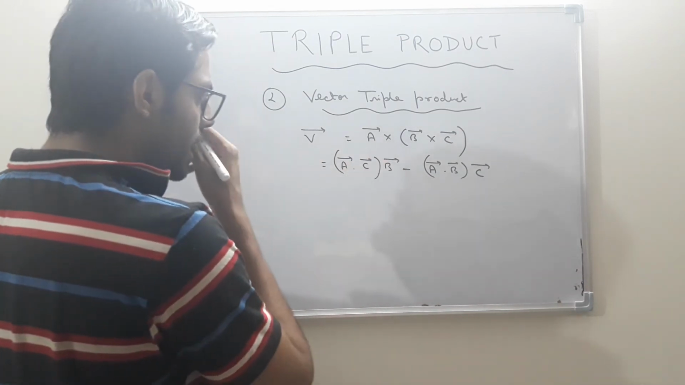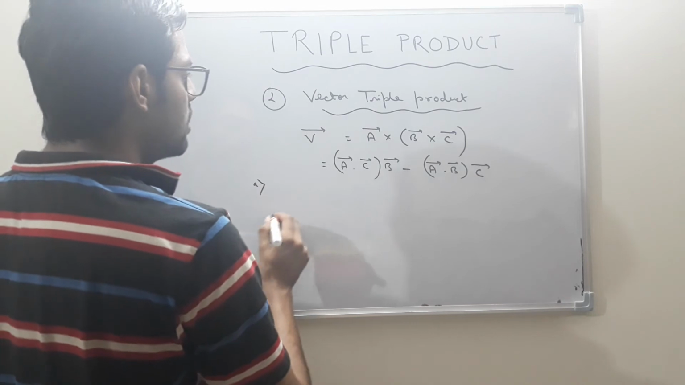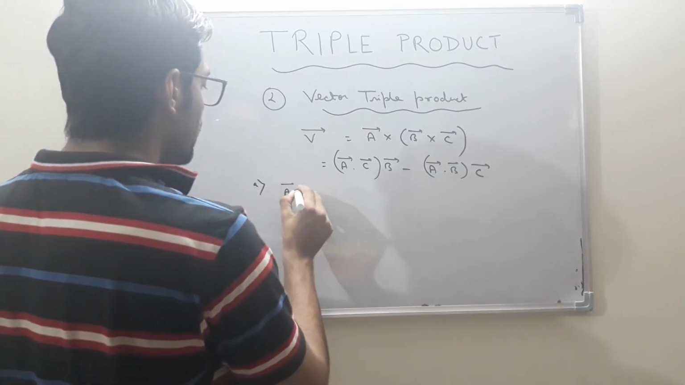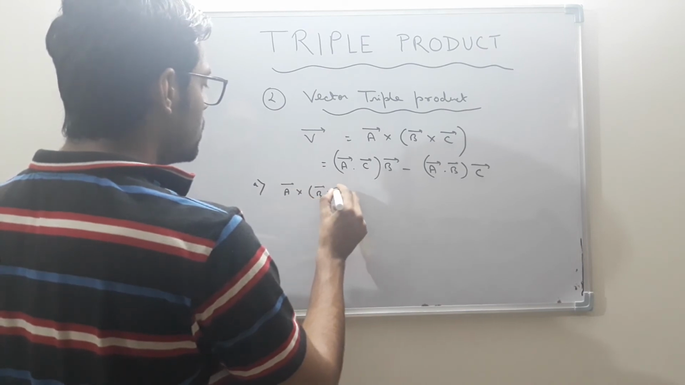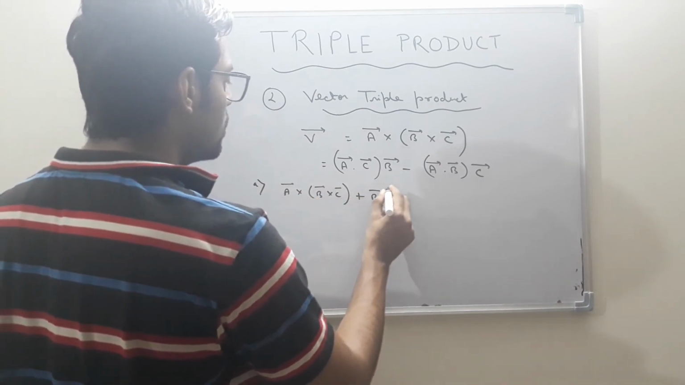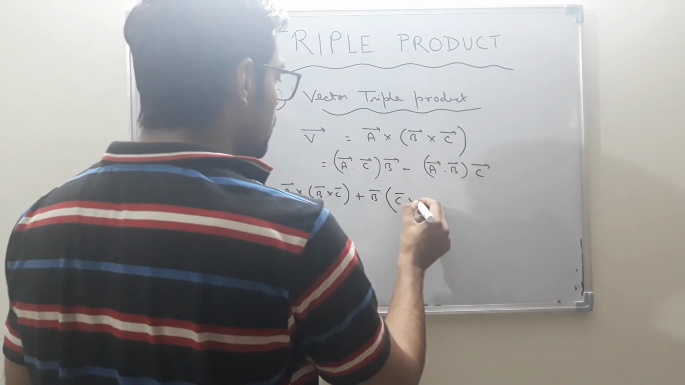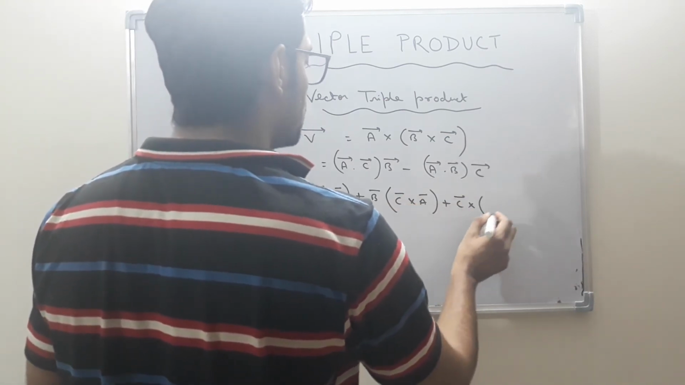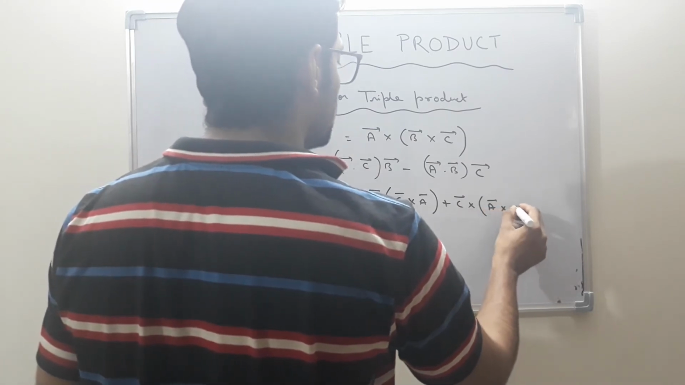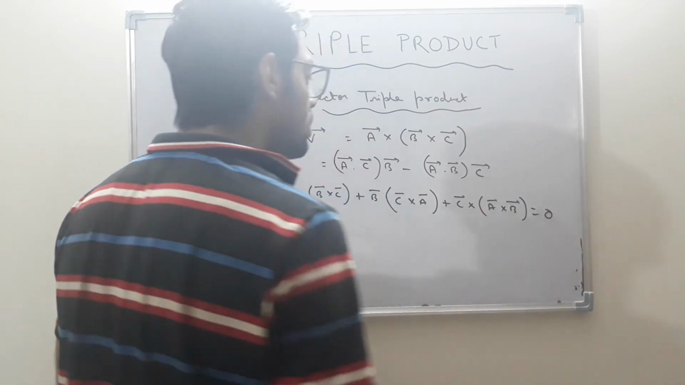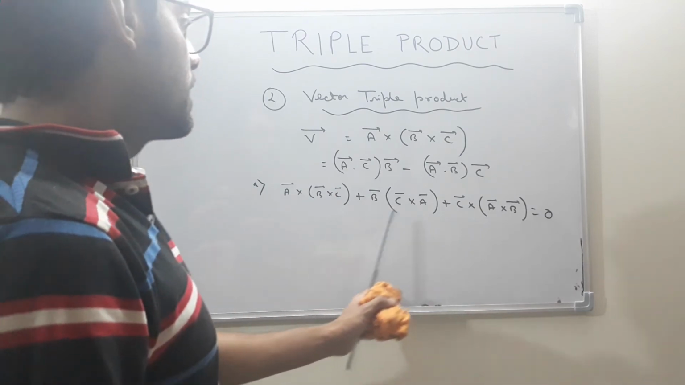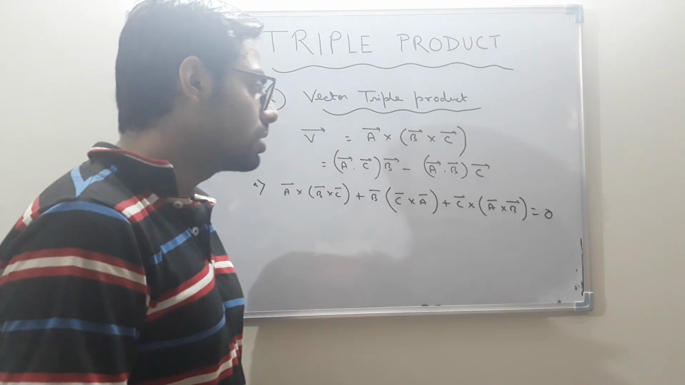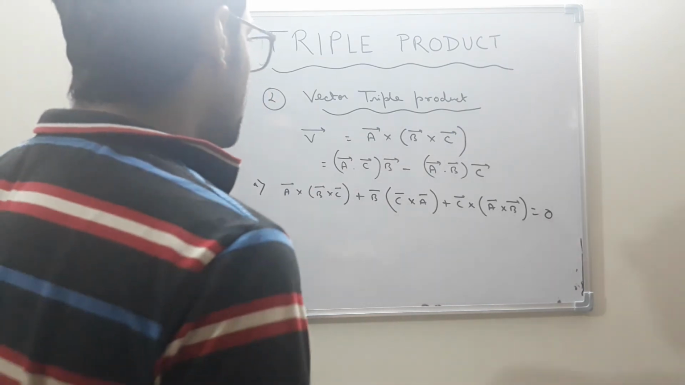Again, it has some characteristics. If we have A cross B cross C plus B cross C cross A plus C cross A cross B, it equals 0. It is a characteristic of this vector triple product that A cross B cross C plus B cross C cross A plus C cross A cross B will be 0. Okay.